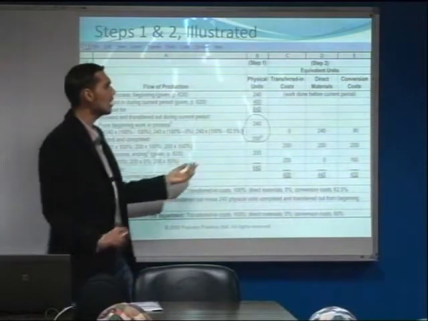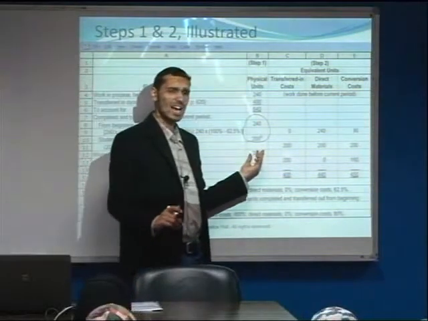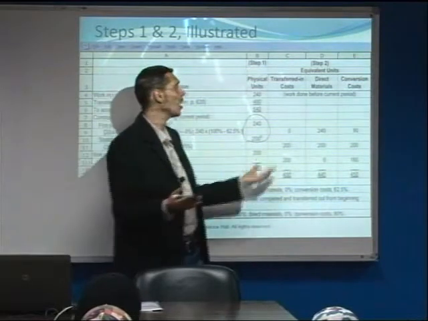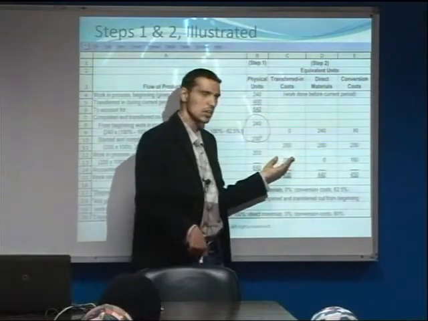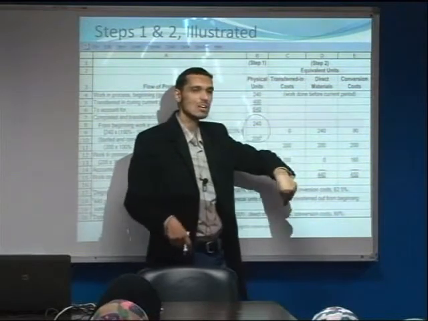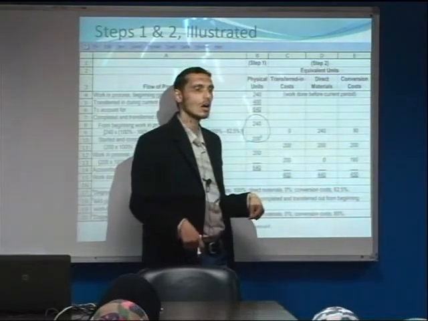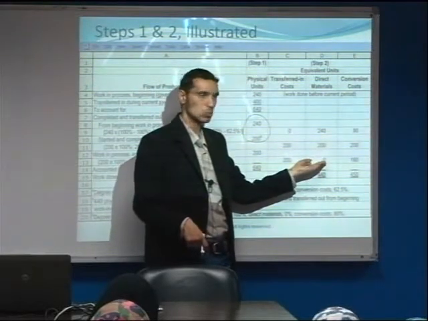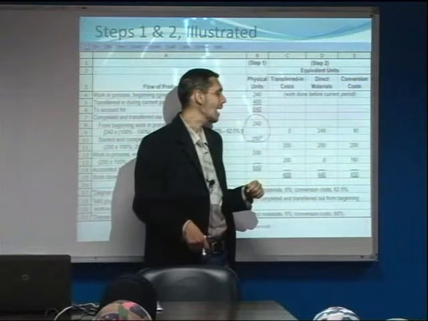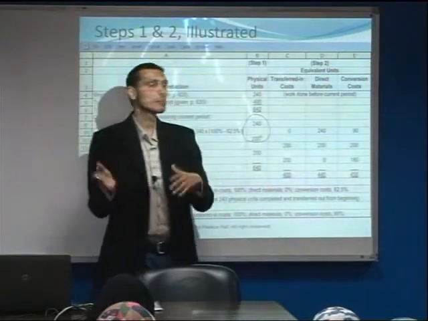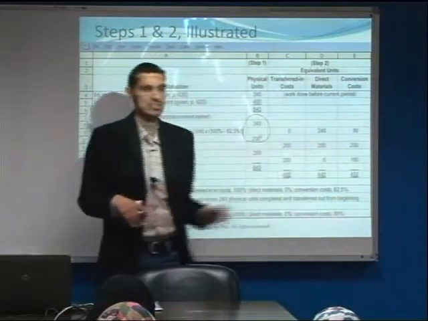Of course, for the other 200, according to our illustration or data, it took 100% of the transferred in cost within this period, 200. Therefore, it took 0% in this period regarding the direct materials. Therefore, 0% multiplied by 200 would be 0. And it took 80% of conversion cost. Therefore, 80% multiplied by 200 would equal 160.